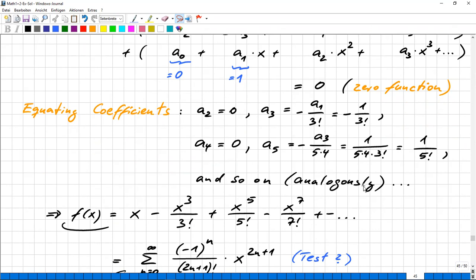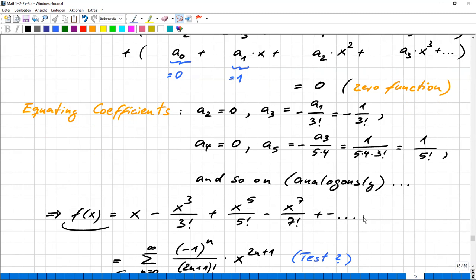What have we found? We found that the unknown function f of x must be something like, you remember a1 equals 1, that was part of the initial condition. So our constant term, due to this first initial condition, disappears. The linear term is just plain x. The next is negative x cubed over 3 factorial plus x to the power 5 over 5 factorial minus x to the power 7 over 7 factorial, plus, minus, alternating sign, and so on.